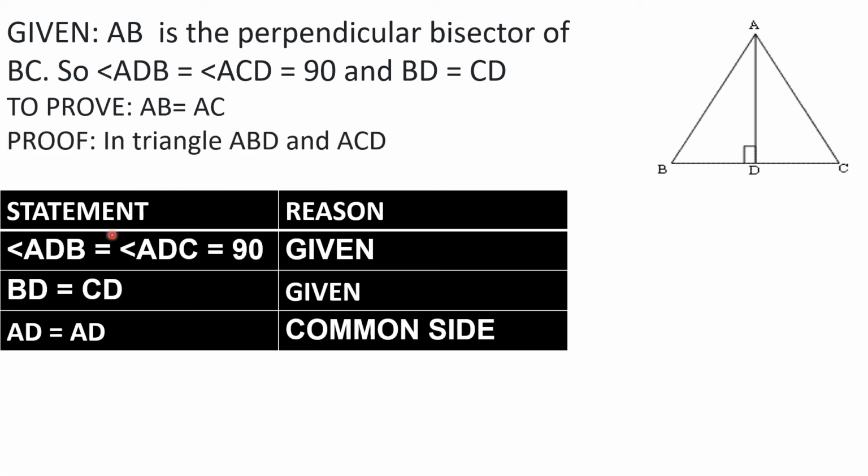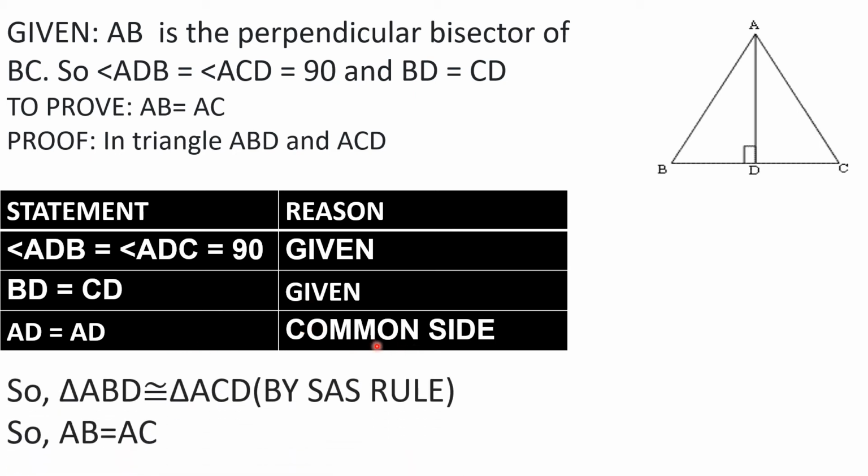So, first you write what is given over here. Each angle is 90 degrees. BD is equal to CD given, and AD is equal to AD common side. So, these two triangles are congruent by SAS. So, AB is equal to AC by CPCT.